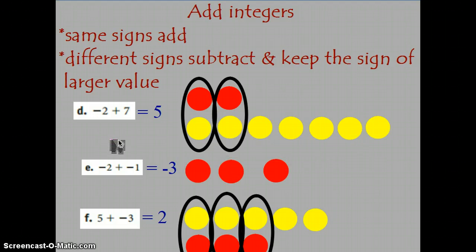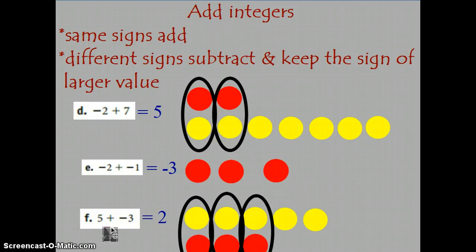Different signs subtract, keep the sign of the larger value. Remember to kind of ignore the signs for now and just look at the digits. We got 7 and 2. 7 minus 2 is 5, and since 7 has a larger value and it's positive, the answer is going to be a positive 5. Next one, same signs add. So we've got negative 2 plus negative 1. So we've got 2 negative chips, and then you add another negative chip to it, and you've got 3 red chips, and then it's a negative 3.